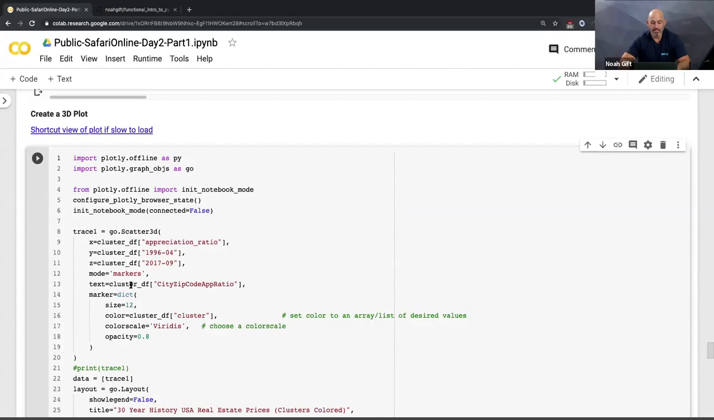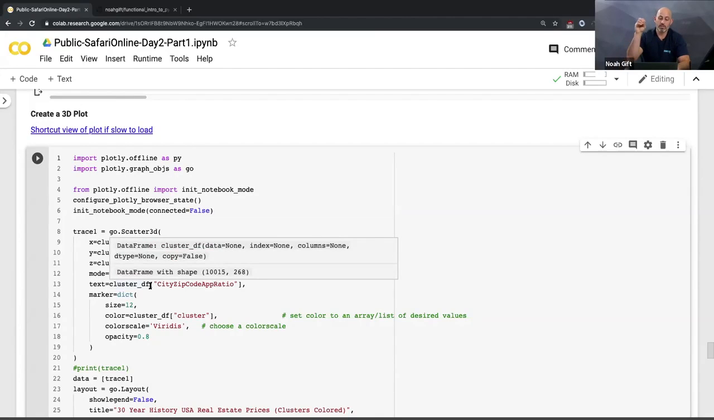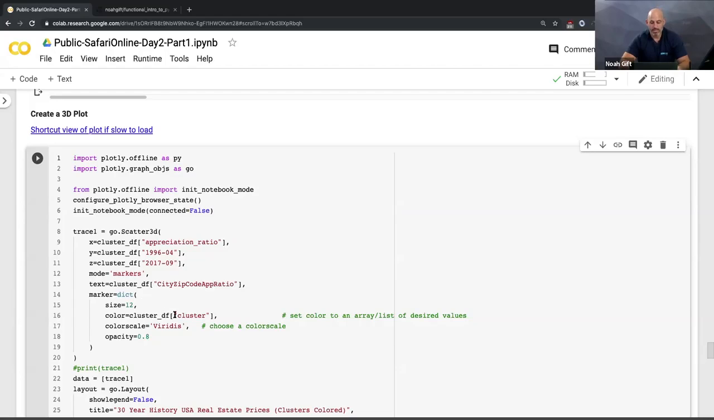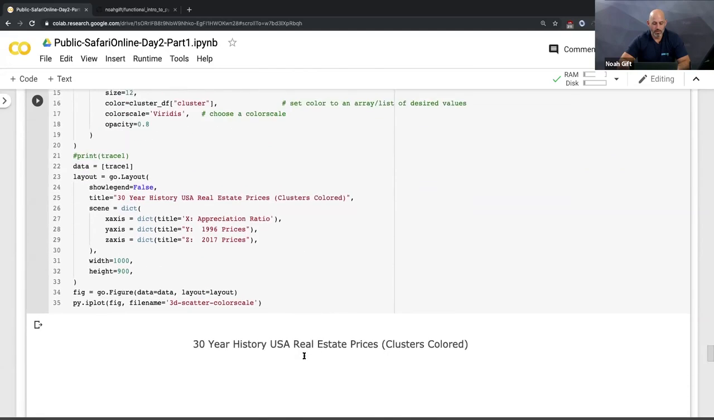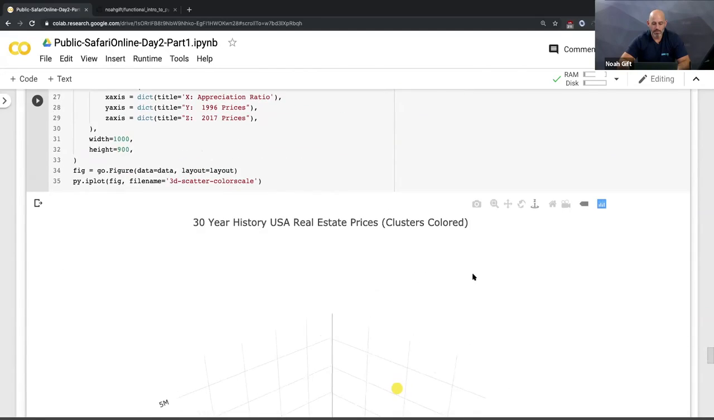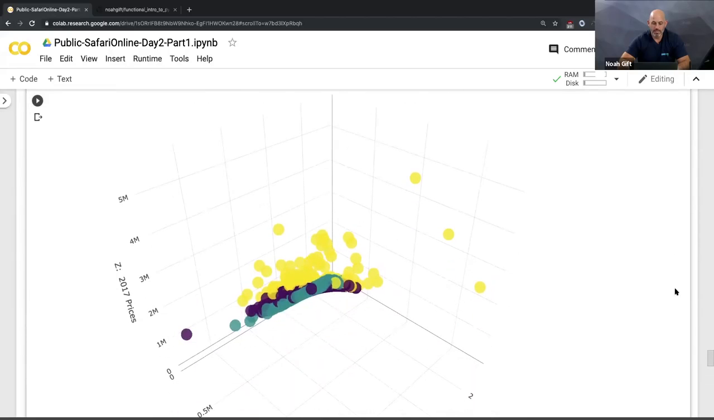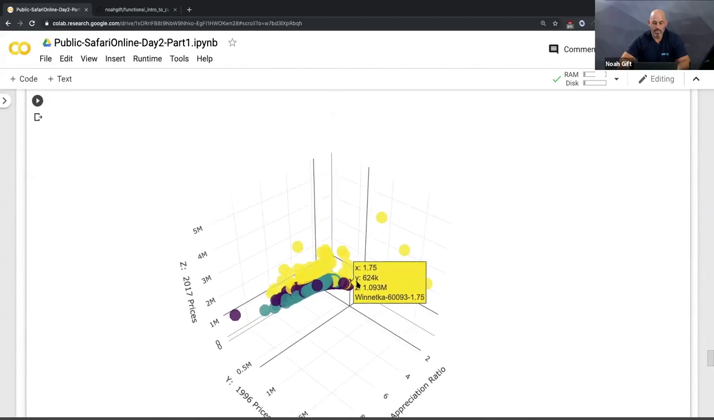And then the text itself, I let it hover, so it's that value that I created. So it's the city, the zip code, the appreciation ratio, and then I also can decide what the color is. In this case, I add another dimension, which is I cluster on color. The clusters become a color. So now if I go through here and I make this interactive 3D visualization, what's really powerful about this is I also can really dig into the data now.